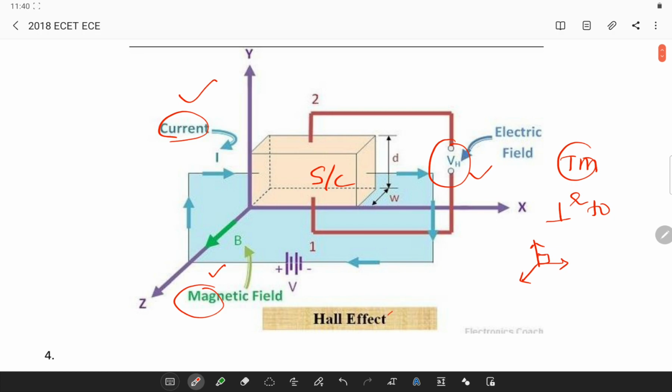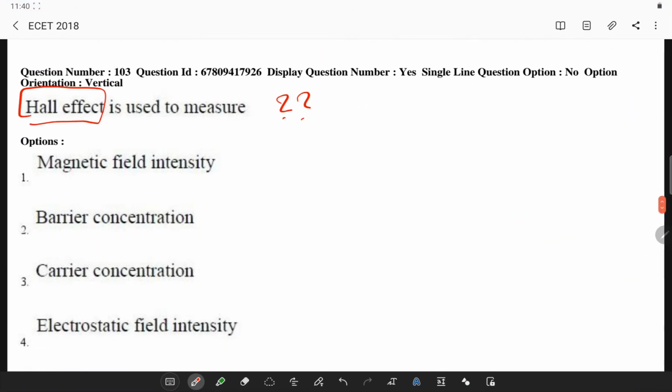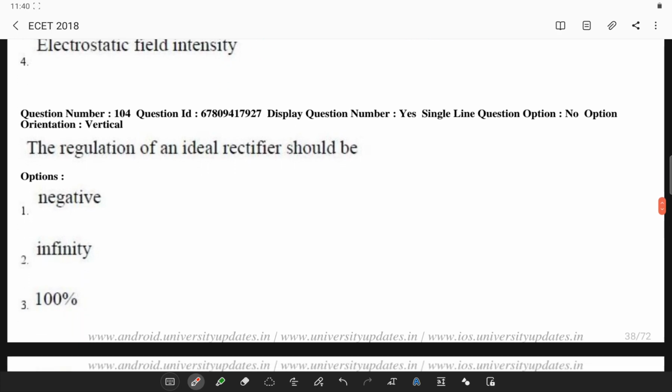The main purpose of the Hall effect is to find out whether a semiconductor is N-type or P-type, and also you can find the concentration of charge carriers. Hall effect is basically used to find mainly this, because you are applying all this and you get one particular field, so it is mainly used for carrier concentration. Next we'll go to the next question.